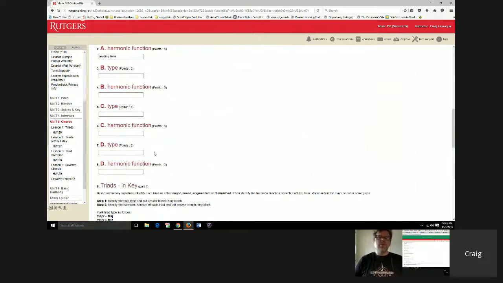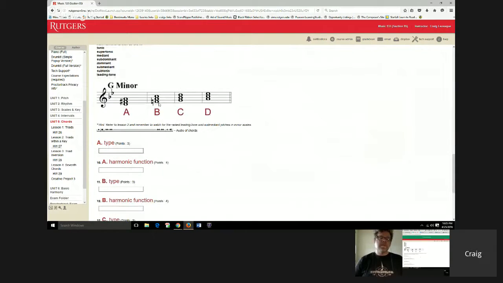Let's jump down, try one more. Here we go, G minor. Okay, D to F sharp is a major third, F sharp to A is a minor third, so this is major. Because it's built on a D and that's the fifth step, this is dominant. And this is a great example with B. Now B is the seventh step of the scale. It's unaltered, which makes this an example of the subtonic. F to A natural is a major third, A natural to C is a minor third, which makes this major.